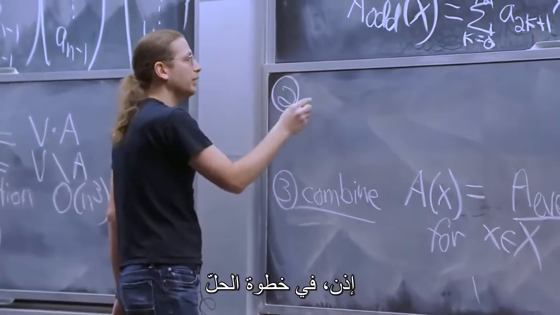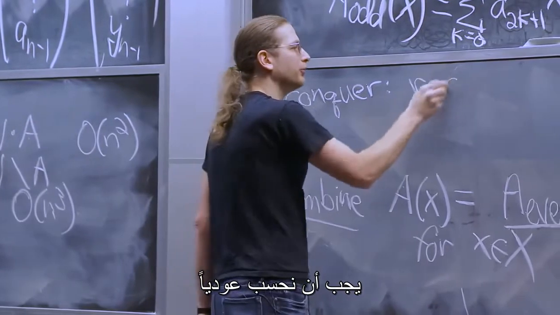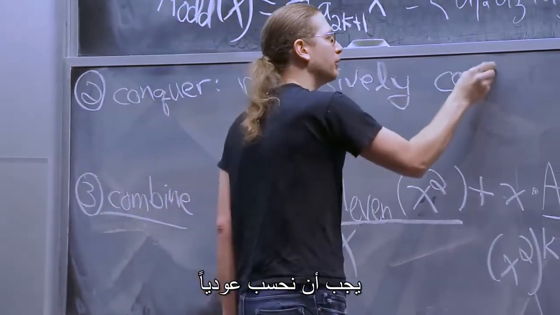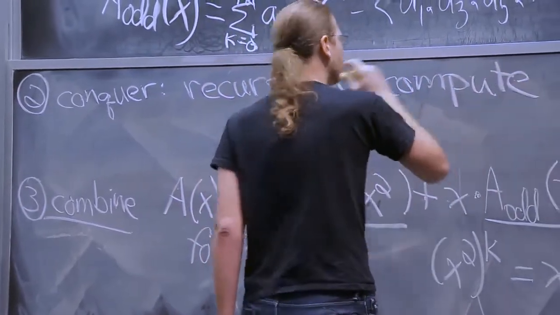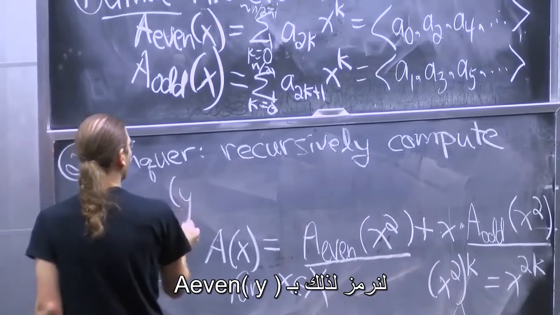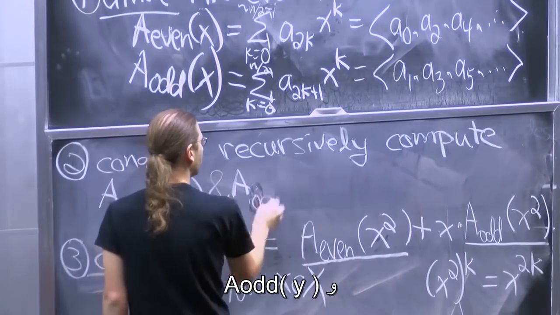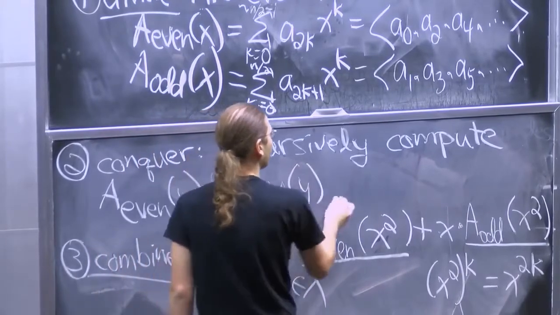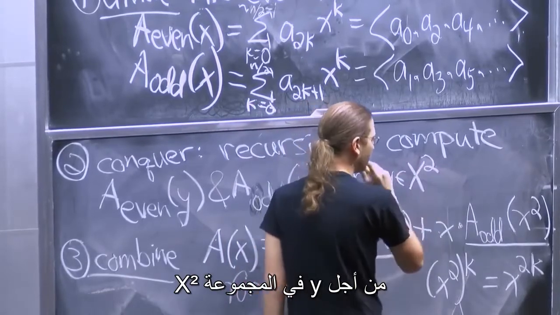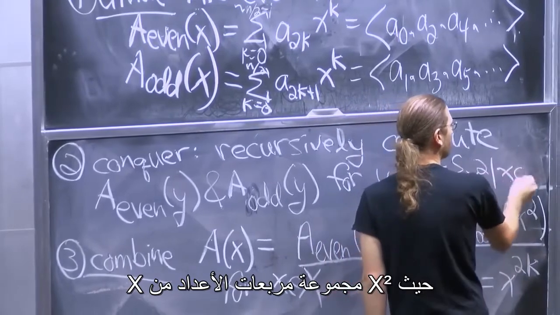So in the conquer step, I want to recursively compute, I'll call it A even of y and A odd of y for y in x squared. X squared is the set of squares of all numbers in x.